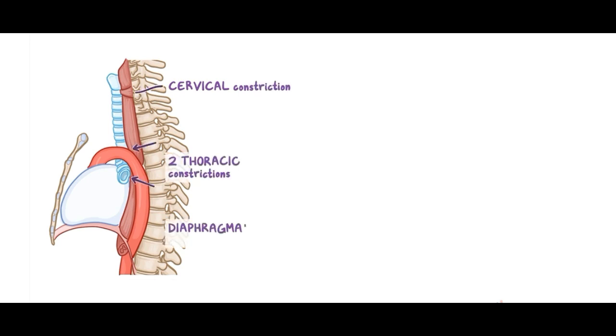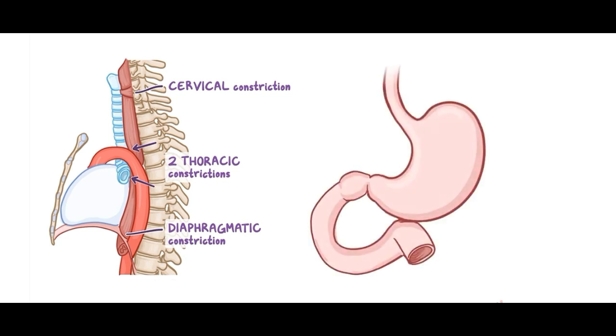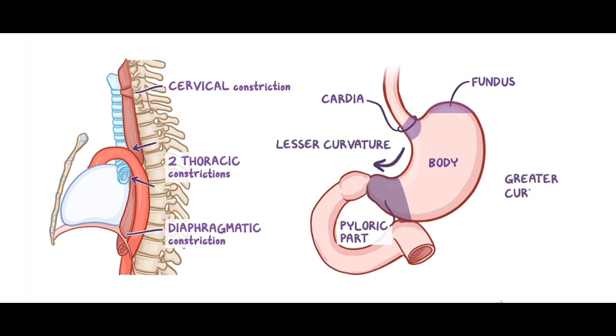The stomach is an important part of the digestive tract, located between the esophagus and the small intestine. It has 4 parts: the cardia, the fundus, the body, and the pyloric part, along with 2 curvatures, the lesser curvature and the greater curvature.